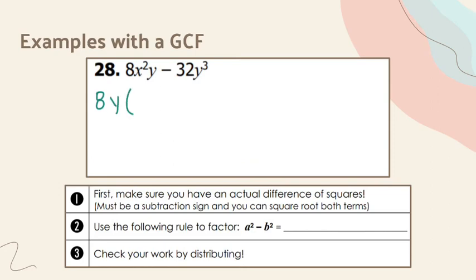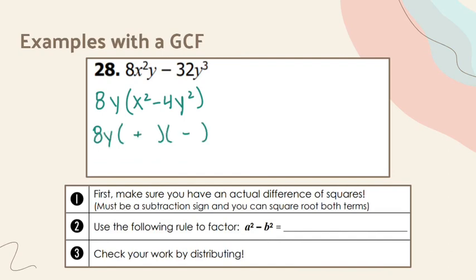So 8x squared divided by 8y leaves us with x squared. Negative 32y cubed divided by 8y gives us negative 4y squared. So we can take the square root of this and the square root of this, and this is a difference. So we have a difference of squares, and we can use our rule. So we're going to set it up. 8y times our two binomials.